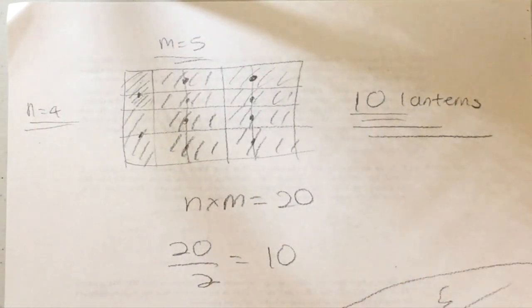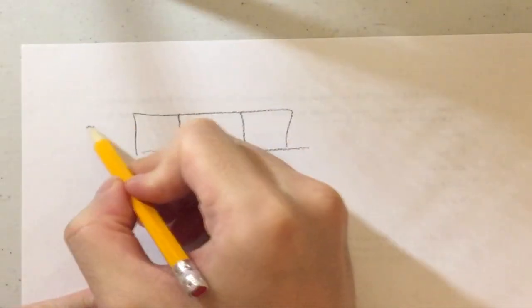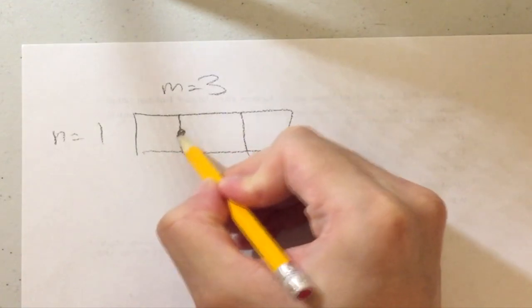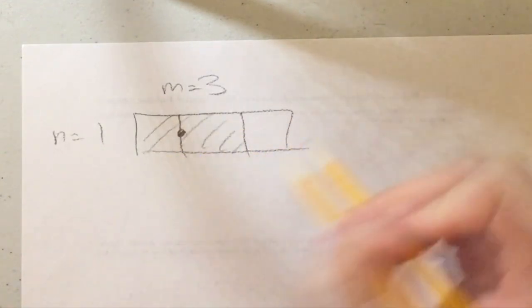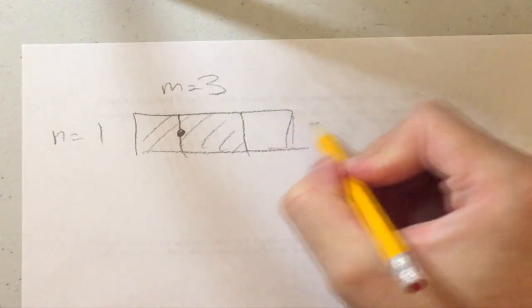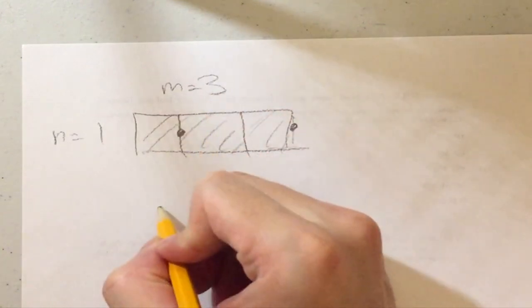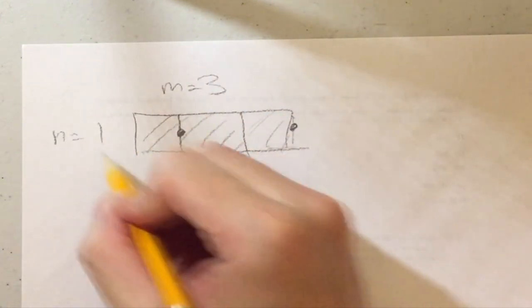There's another test case, which is if the area is not even, if the number of squares is not even. So let's look at the other ones. Right here, in the 1 by 3, N is equal to 1, M is equal to 3, right? Let's say I put one lantern here, then I'll cover up these two squares. Then I have one square left, so I have to put another lantern for that.